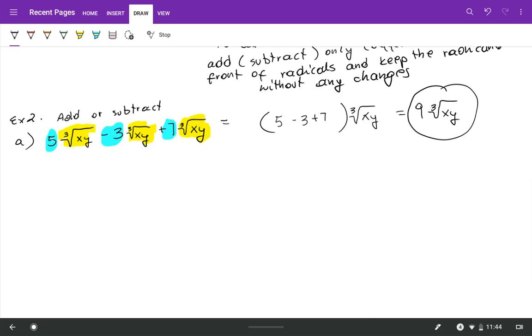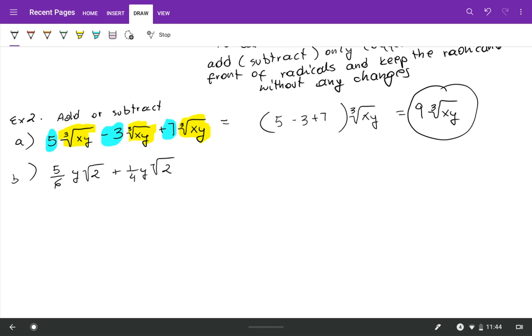And let's do example B. We have 5 over 6 y square root of 2 plus 1 over 4 y square root of 2.